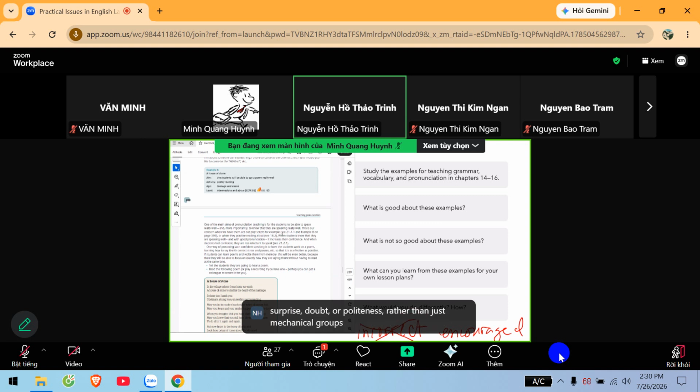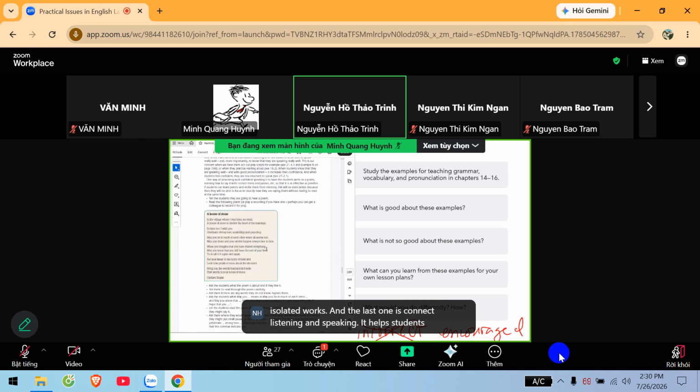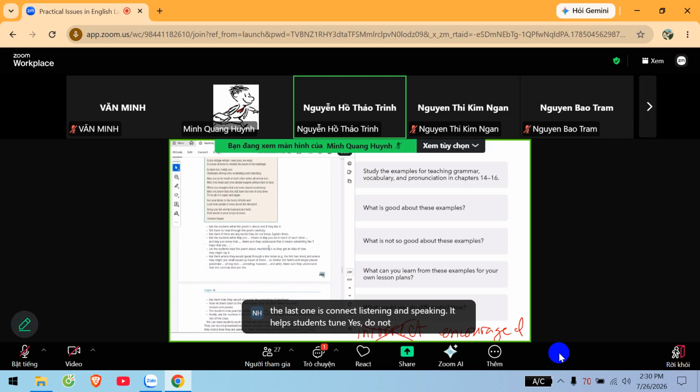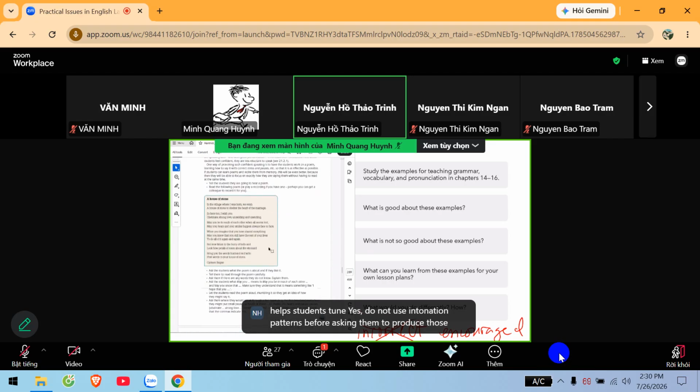And the next one is that it integrates stress and pitch into full dialogue instead of isolated words. And the last one is connecting listening and speaking. It helps students tune their ears to notice intonation patterns before asking them to produce those patterns naturally.